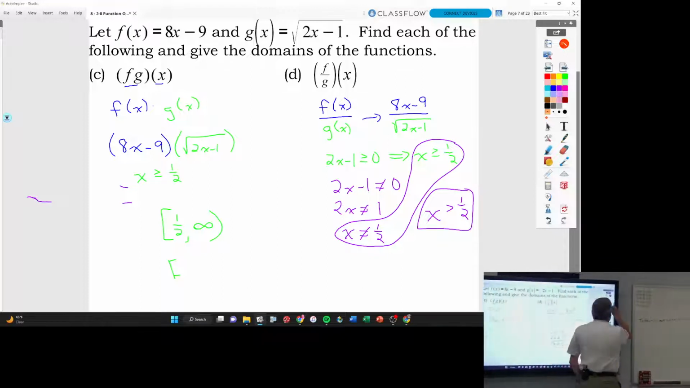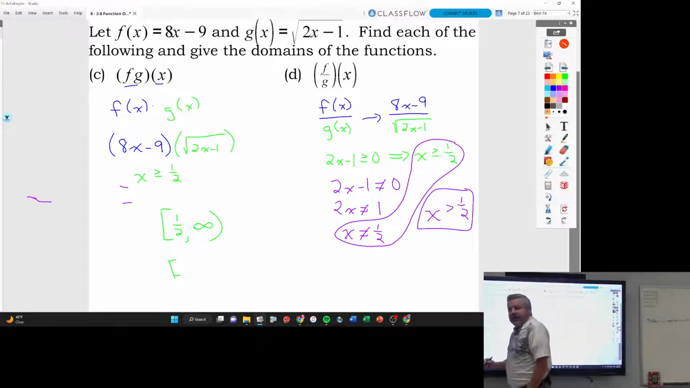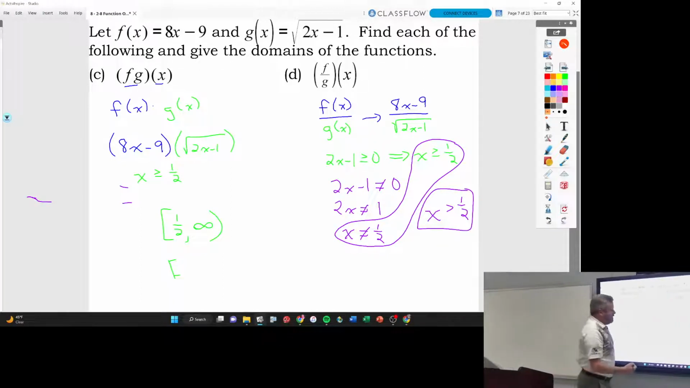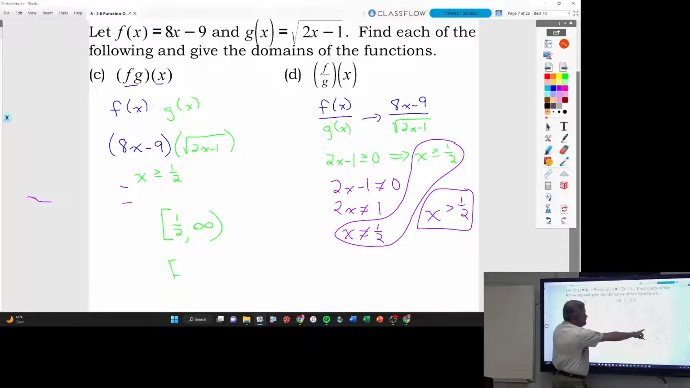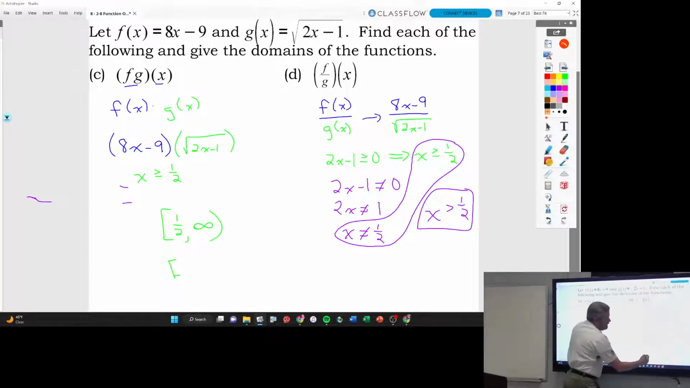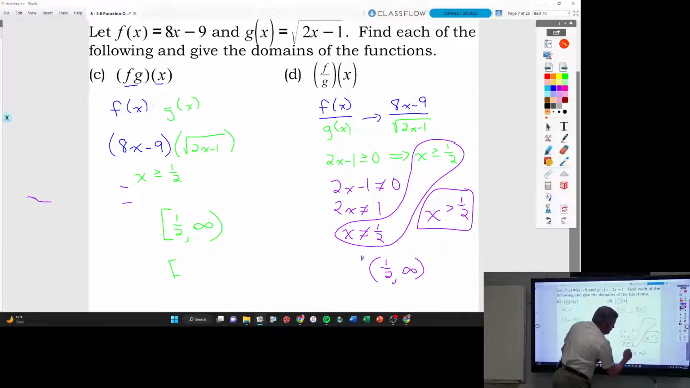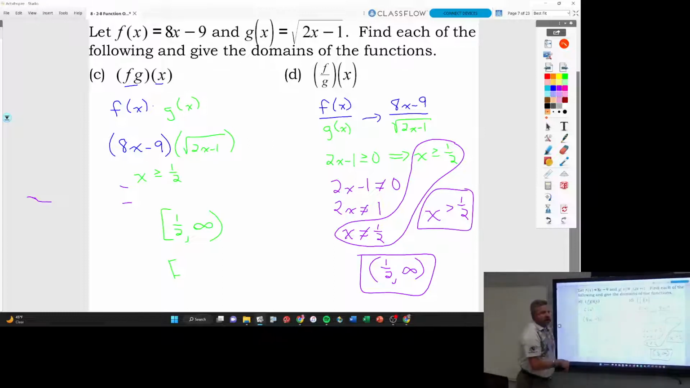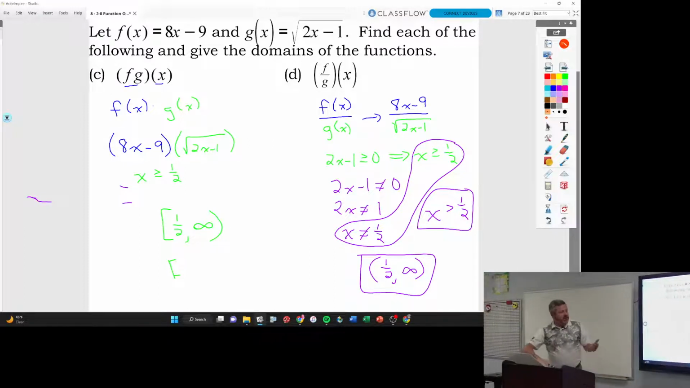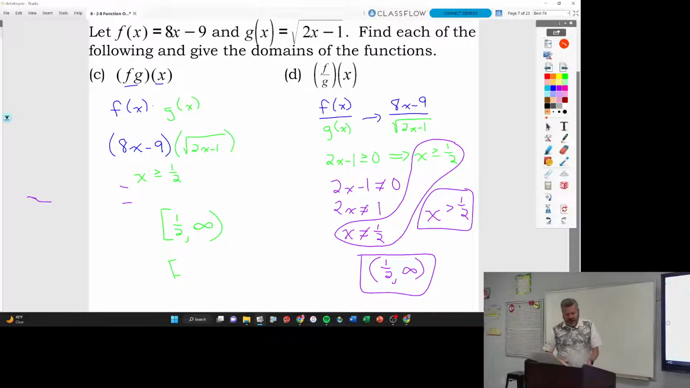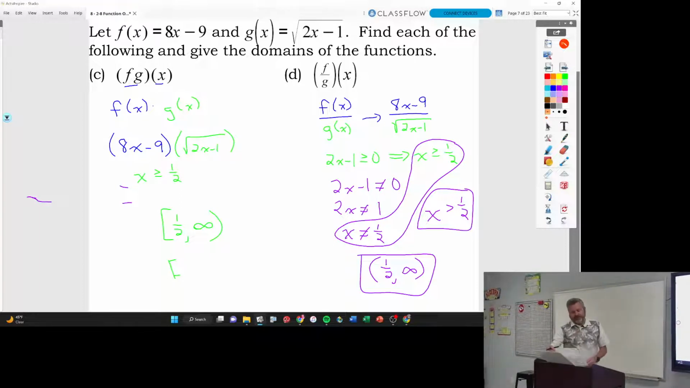On part D, it cannot equal 1/2. So to write the interval notation for the domain for part D, it would be parenthesis 1/2, comma, infinity, close parenthesis. And again, we always put parentheses around infinity because there's not an exact value. All right.